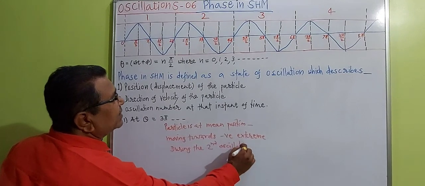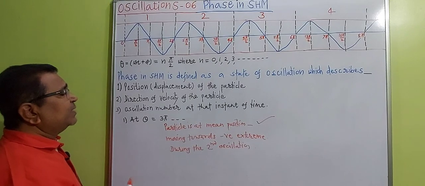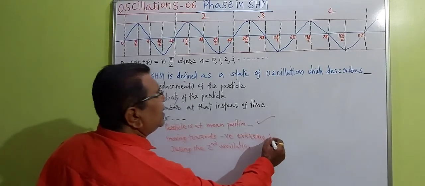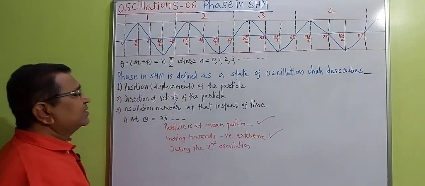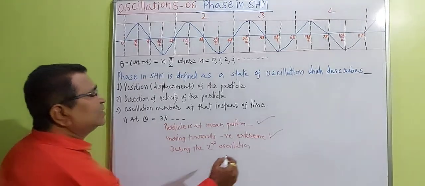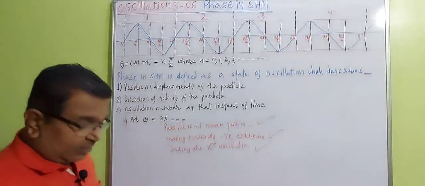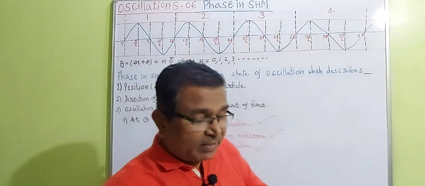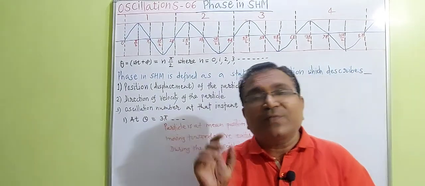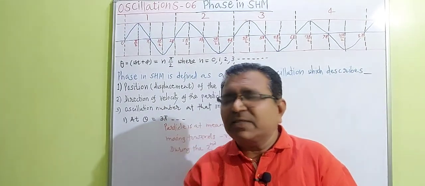That means this phase suggests the position of the particle. This phase in SHM suggests the direction of velocity of the particle during oscillation. This phase suggests the oscillation number. These three physical quantities are described by the phase angle. We call it the phase in SHM. We will take another example.